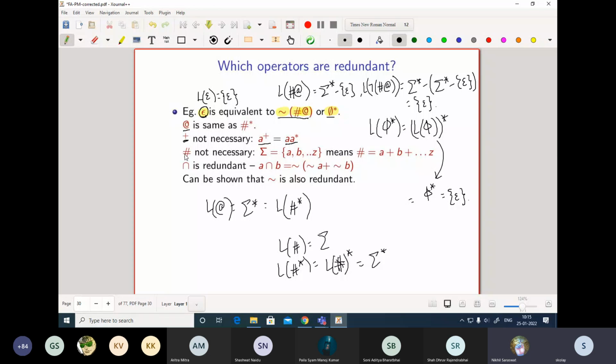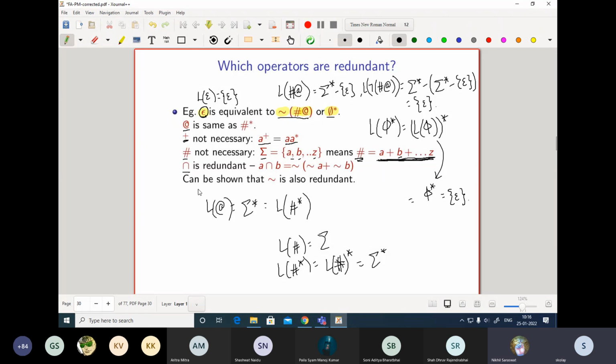In terms of patterns, redundant in sigma dagger. What about hash? Hash is also not necessary in sigma dagger, because if sigma is a, b, up to z, let's say, then hash would mean a plus b plus up to z. These two things are equivalent. We can replace hash by this sub pattern.